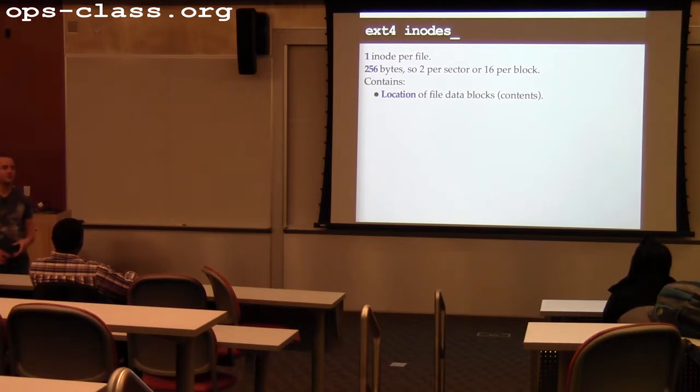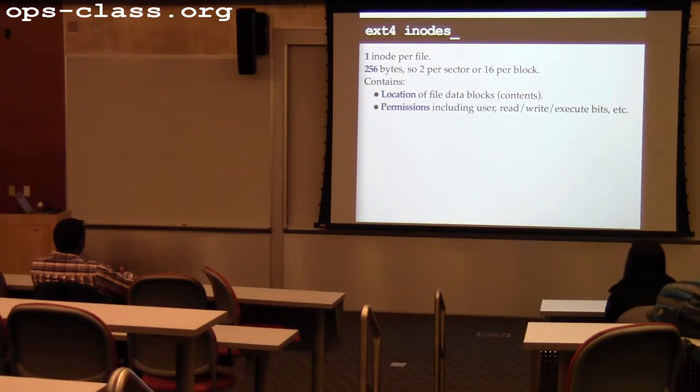If EXT4 runs out of inodes, it will stop allowing you to create new files. So if you had a lot of tiny little files, you might tweak your parameters when you formatted your disk to tell EXT4 to reserve more space for inodes. Each inode is 256 bytes, and so I can pack 16 of them into a disk block. The inode contains the location of file data blocks, as far as the contents are concerned. And we could talk a little bit about how that location works.